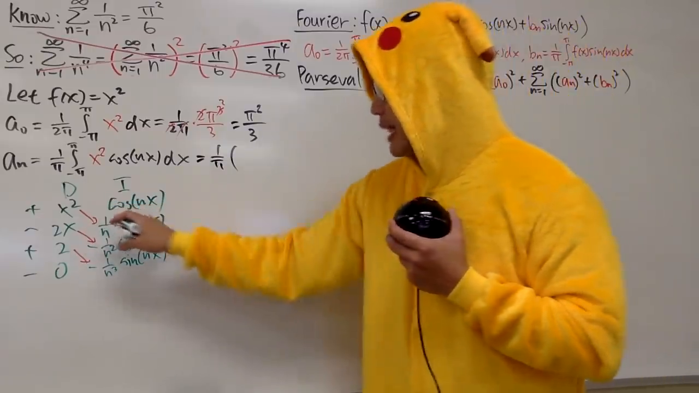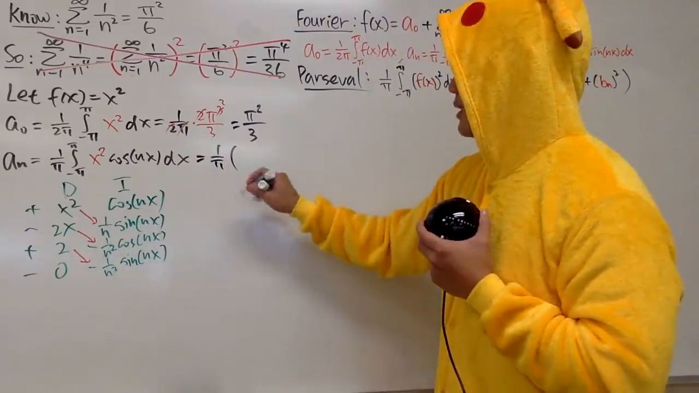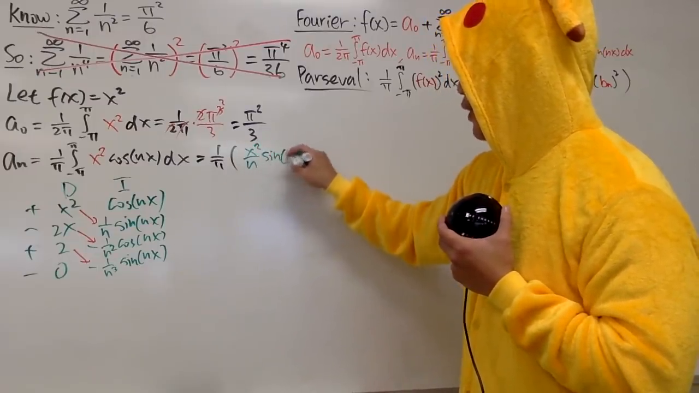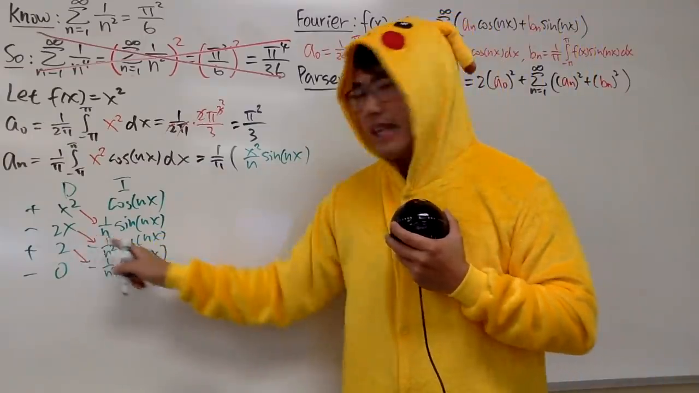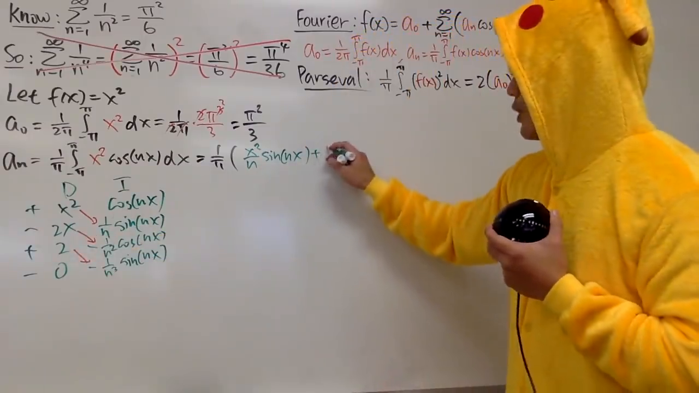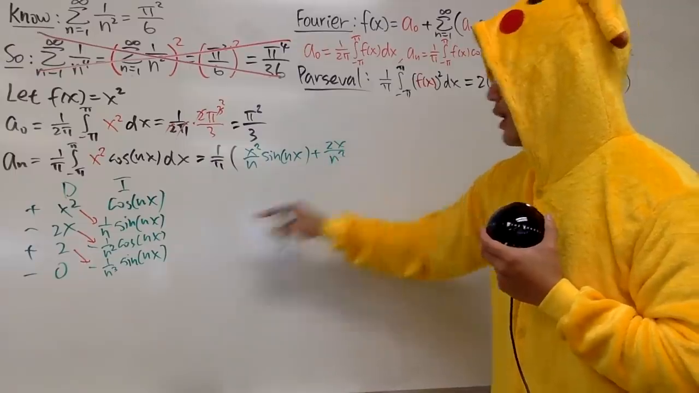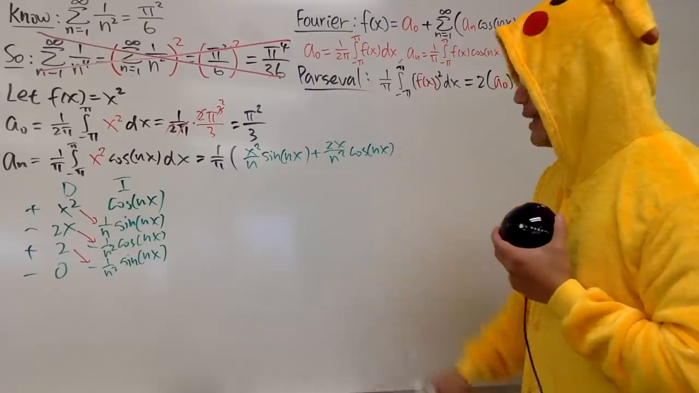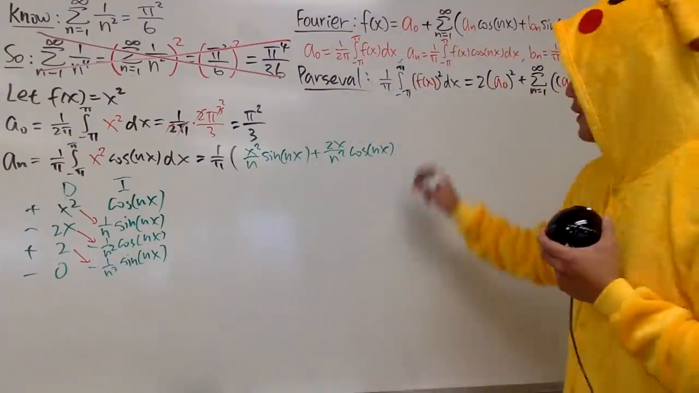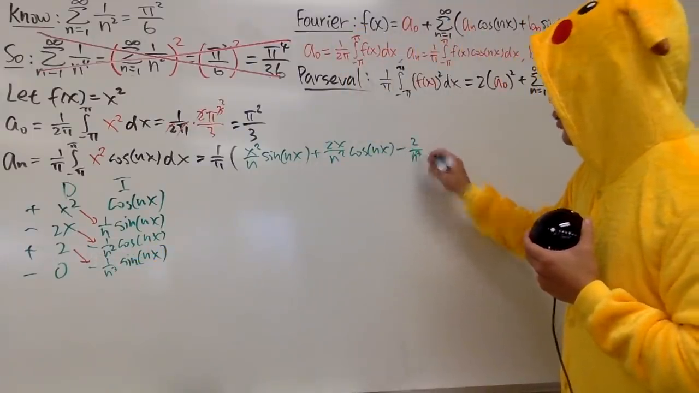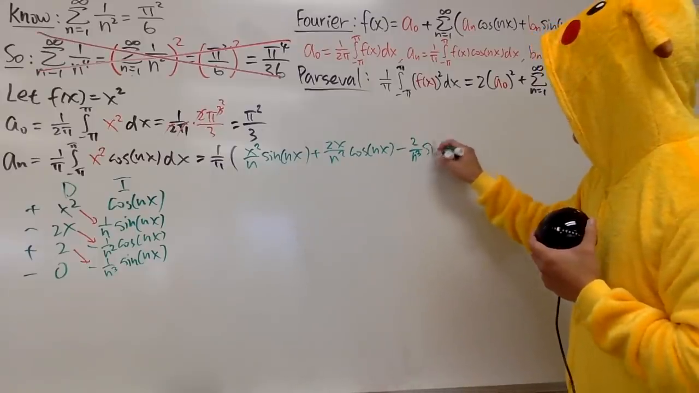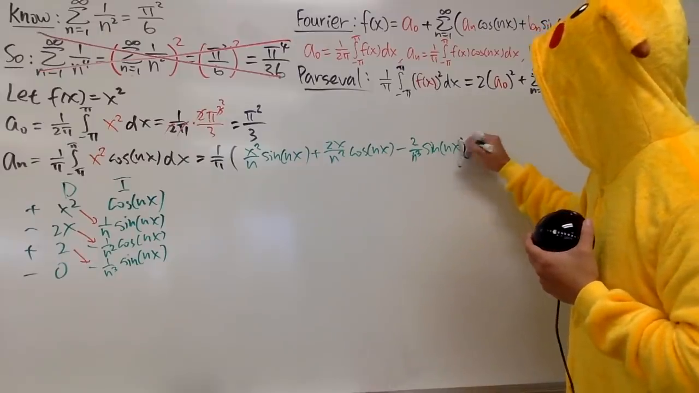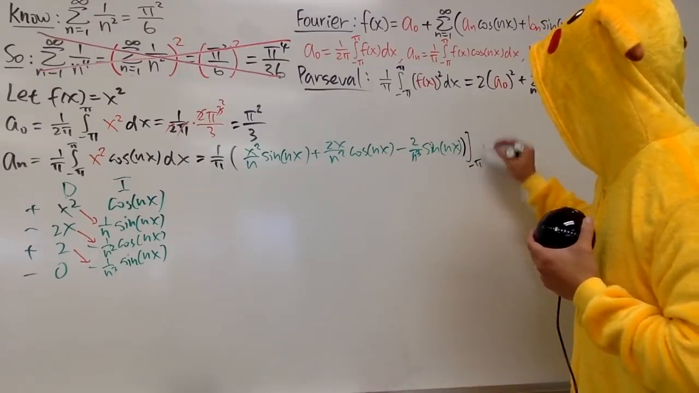I will put down this times that, which is x squared times that, which is just x squared over n times sine of nx. And then this times that is positive 2x over n squared, and we have cosine of nx right here. And then lastly, we have this times that, which is negative 2 over n cubed, and then we have sine of nx, like this. And of course, we will actually have to plug in, right? We have negative pi to pi.